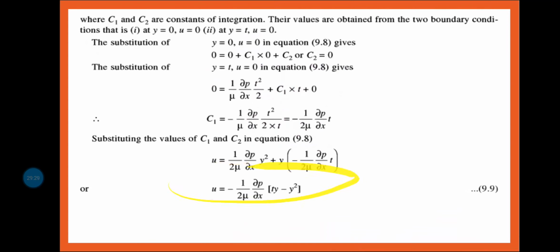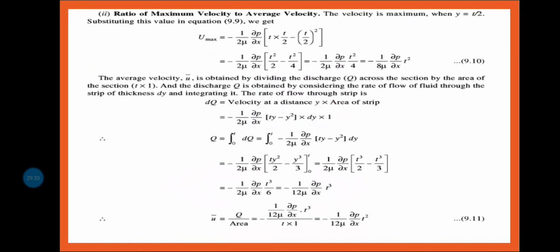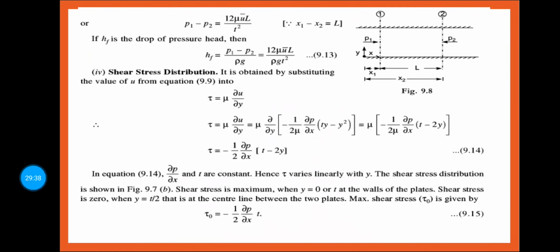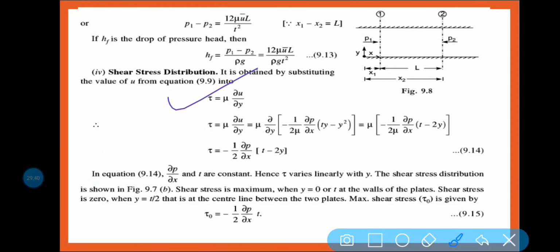This is the equation 9.9. So from this equation 9.9, how can we calculate the shear stress? The u value is given. So you know that tau is equal to mu into del u by del y.